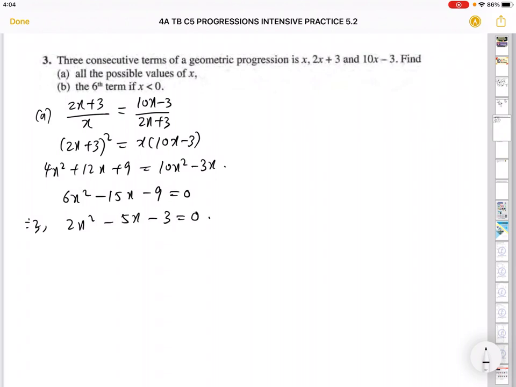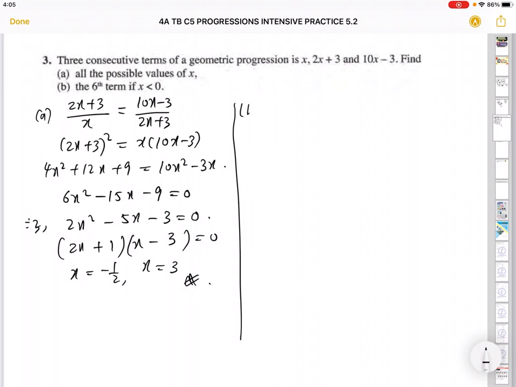The result is 0. Now, what we have here is a quadratic equation that we can factorize. 2 times 3, I should use 6 and 1 to get 5. 6 is negative, 1 is positive. So your x is negative half or 3. 2 possible answers. Alright.